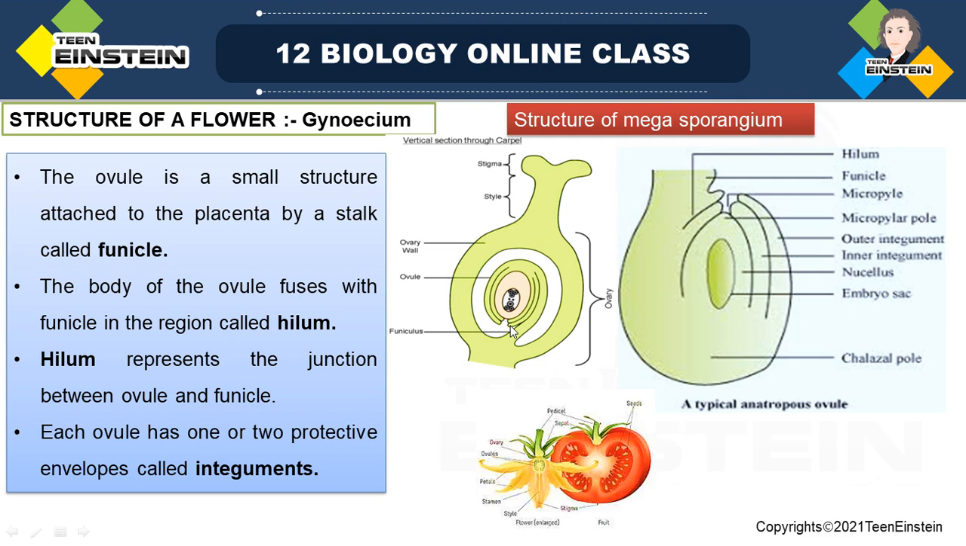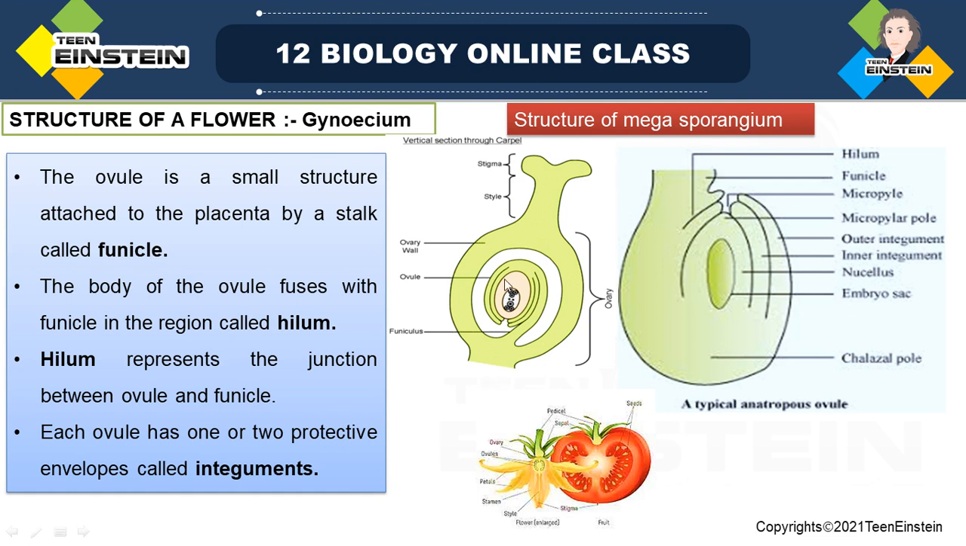Important MCQ. The body of the ovule fuses with the funicle in a particular region. Already we have said the funicle is the portion where an ovule attaches to the placenta by a stalk-like structure. The body of the ovule fuses with this funicle, and that fusion is in a particular region. That region is called the hilum.